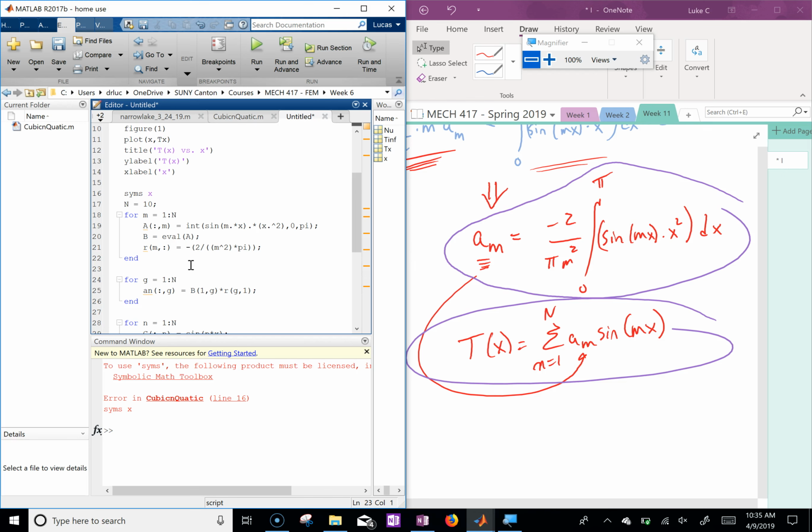So I'm finding A1 in this term here. What is, so line 20, I'm just evaluating that number. But then what is R? That's this term right here, right? Okay. That is -2 divided by pi times m squared. And how many of those values should I have? Should I have 10 of those values. Okay.